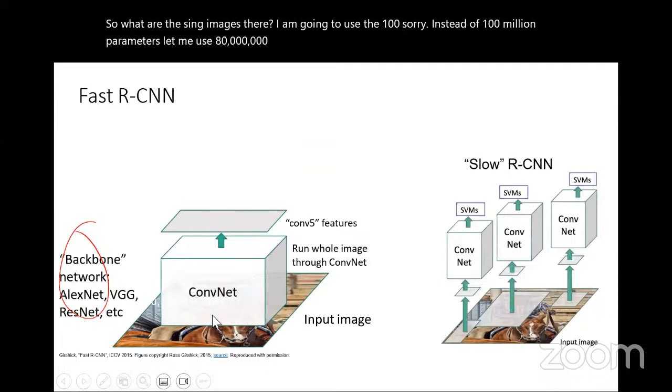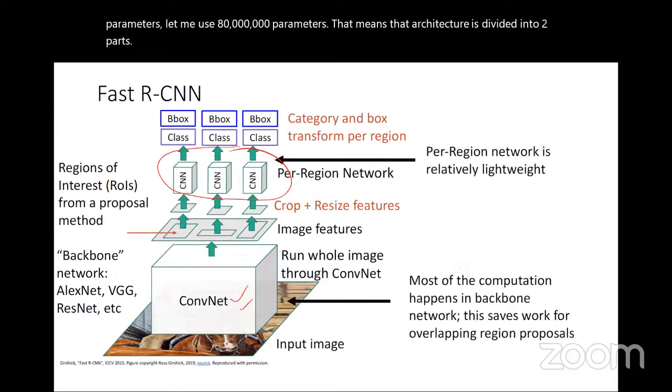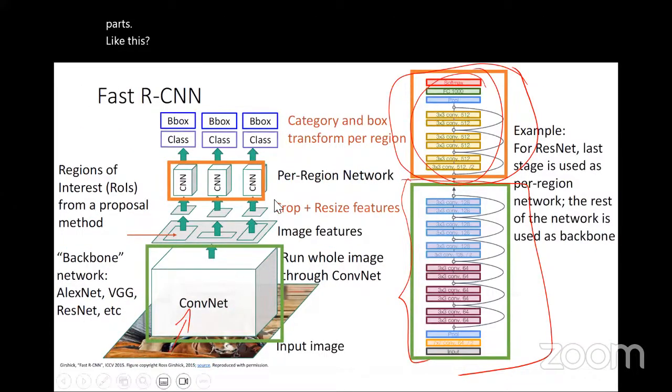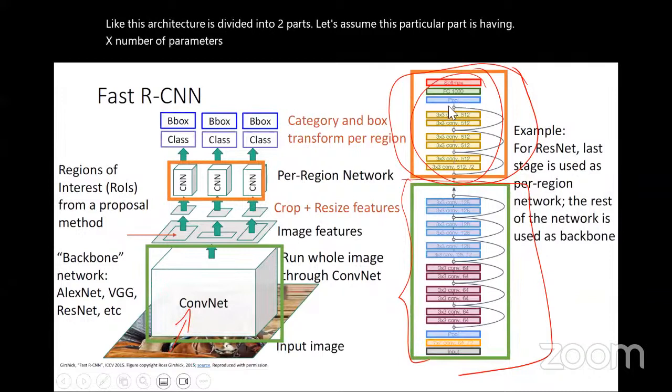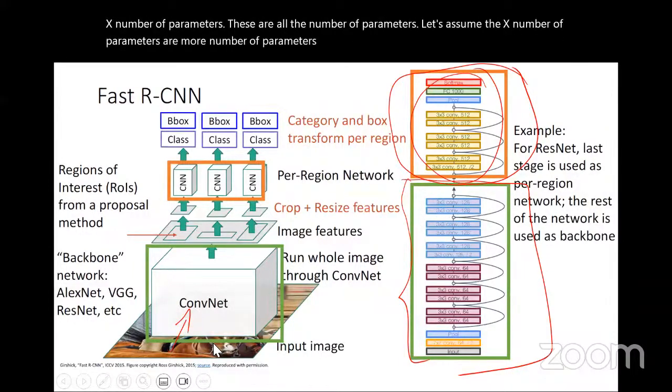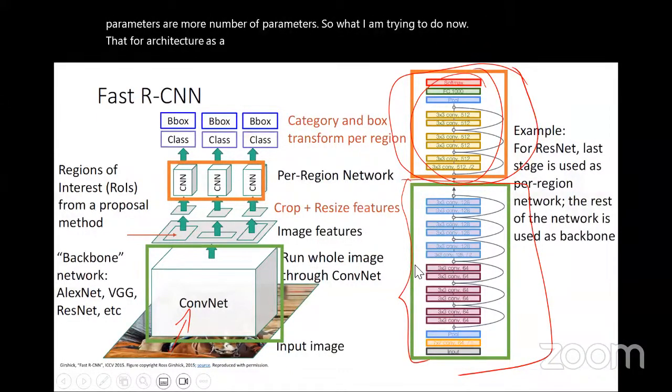That means the architecture is divided into two parts, like this. Let's assume this particular part has X number of parameters, and the other part has Y number of parameters. Let's assume X is the larger number of parameters. So what I'm trying to do now is use this particular architecture as a backbone. So that backbone is this.